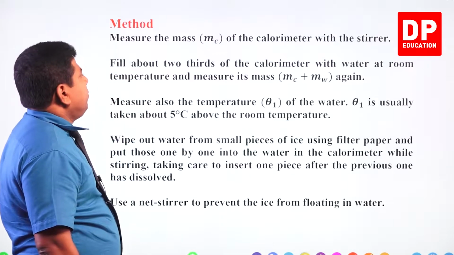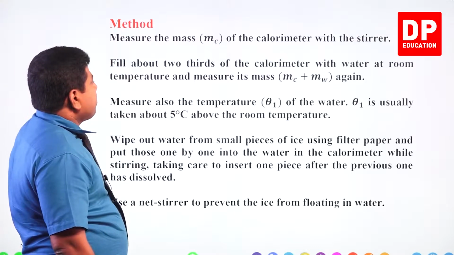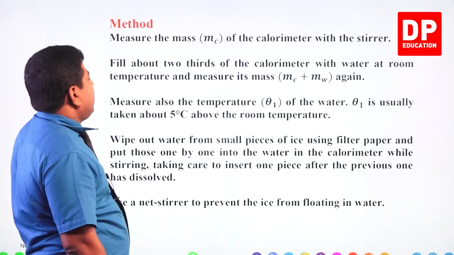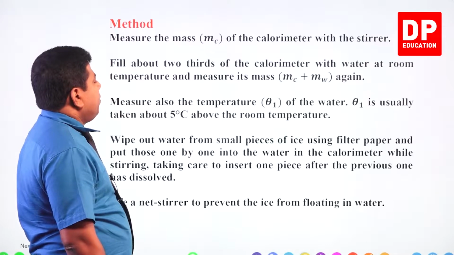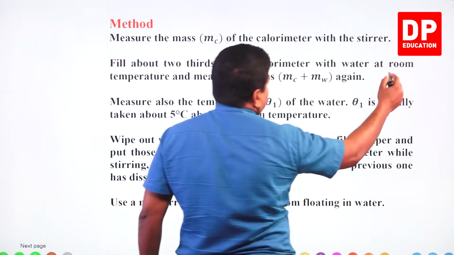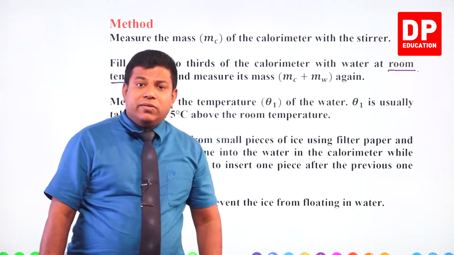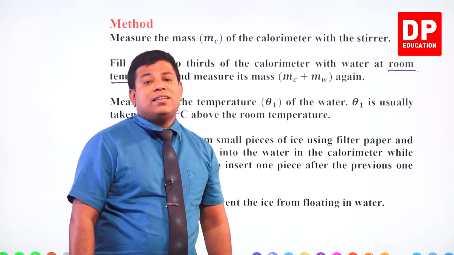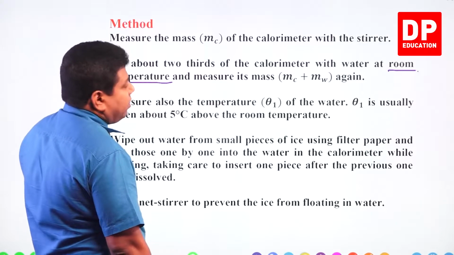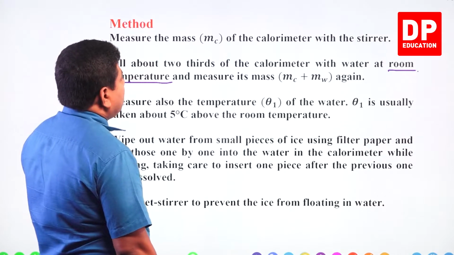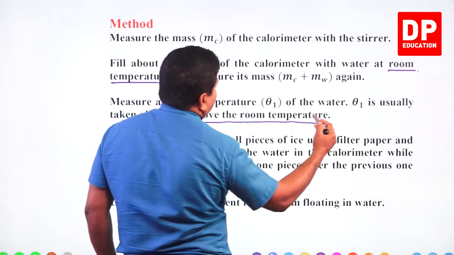Look at the method. Measure the mass of the calorimeter with the stirrer initially. Fill about 2/3 of the calorimeter with water at room temperature and measure its mass, mc plus mw. Measure also the room temperature; I will explain when I do the experiment. We might not start at room temperature, we might start at a few degrees above room temperature. I will explain when I am doing it. Measure also the temperature of the water. Θ1 is usually taken about 5 degrees above the room temperature.